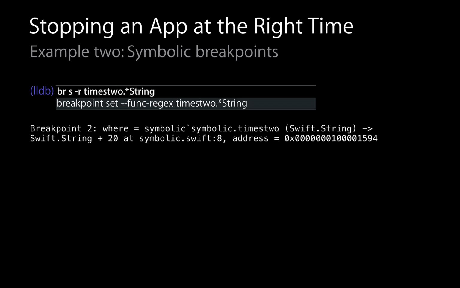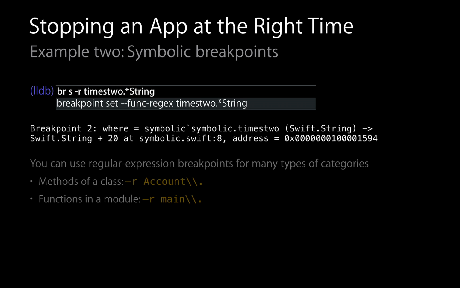All right, well, we've got regular expression breakpoints. That's really cool. What else can we do? Well, we can use regular expression breakpoints for other categories of functions. So, for example, if you want to stop on all methods of a certain class, you say, well, break set on the regular expression Account\.. Why all these backslashes? Well, the reason for that is that we want the dot to actually be a dot here. We don't want it to mean any character. In regular expressions, it would normally mean any character.